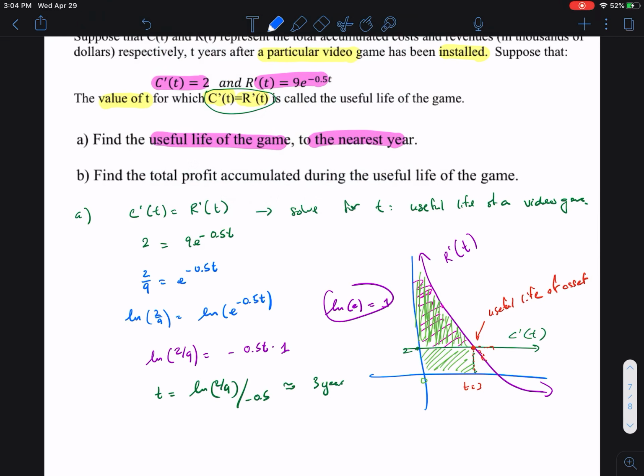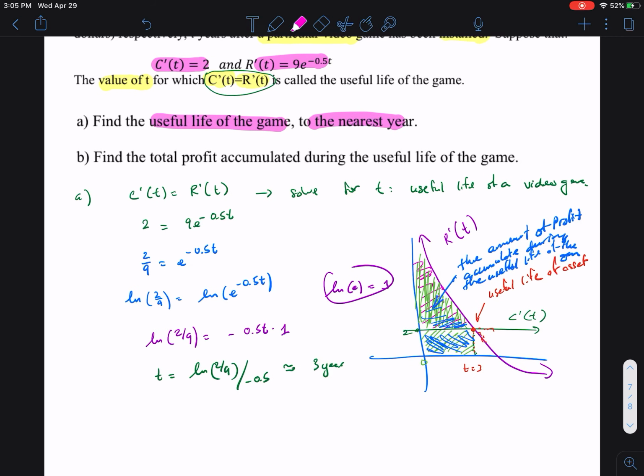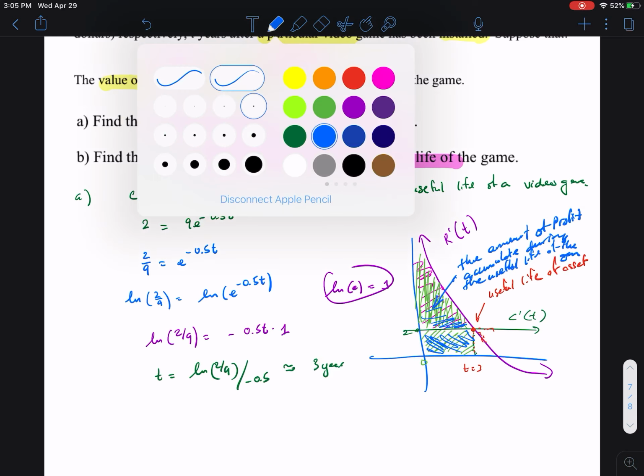So this is the amount of profit accumulated during the useful life of the game. Okay, and then this is how much it costs here. So we take marginal revenue minus marginal cost. That will give us marginal profit, and the area represents the actual profit amount. Okay, so that's what part B is asking here. So we're gonna set that up.